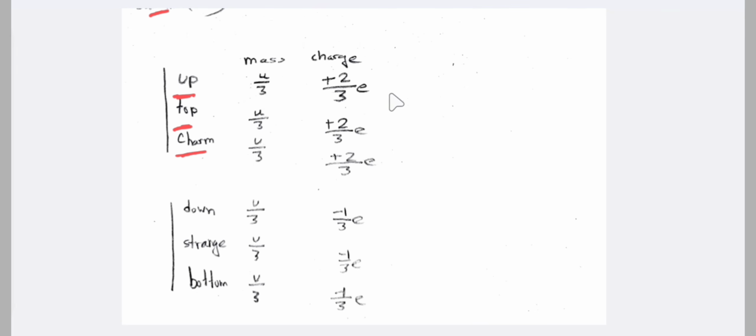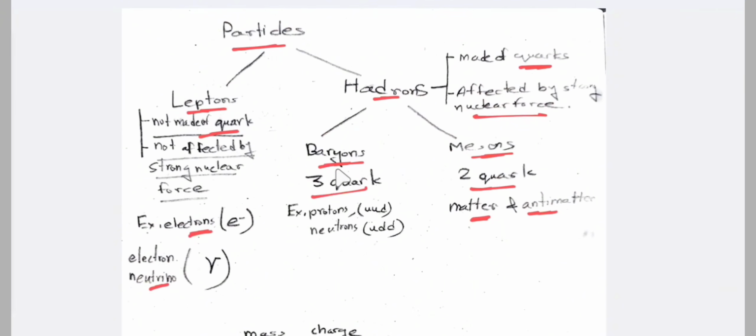But for up, top, and charm, they have a charge of plus 2/3 e. While for down, strange, and bottom quark, they have a charge of negative 1/3 e. So we have discussed the charge and baryons, protons and neutrons, leptons, electrons, neutrinos or antineutrinos.